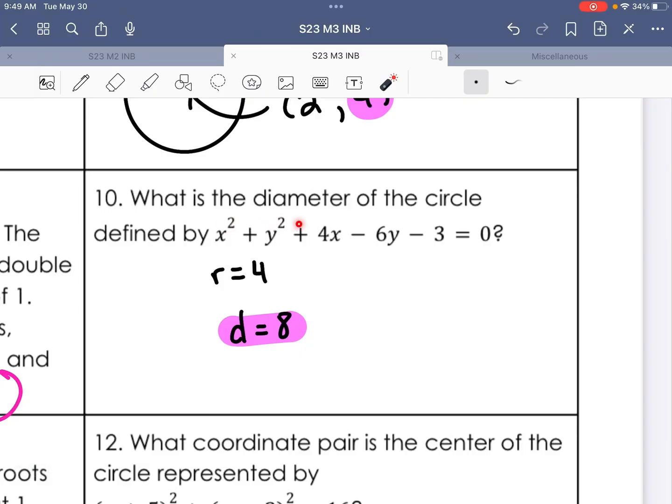Number 10, you just have to graph the circle and then figure out what the radius is. So remember, to find the radius, you start at the middle of the circle and you're going to count out however far it takes you to get to the outside of the circle. Diameter is double the radius, so from one side to the other. So my radius is 4, which means my diameter was 8.